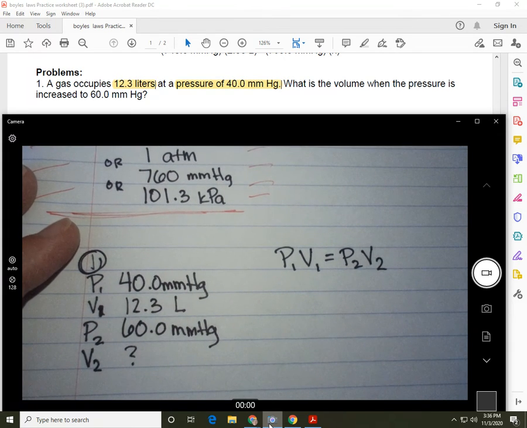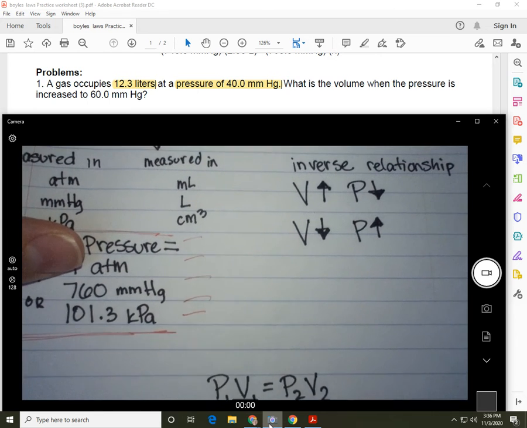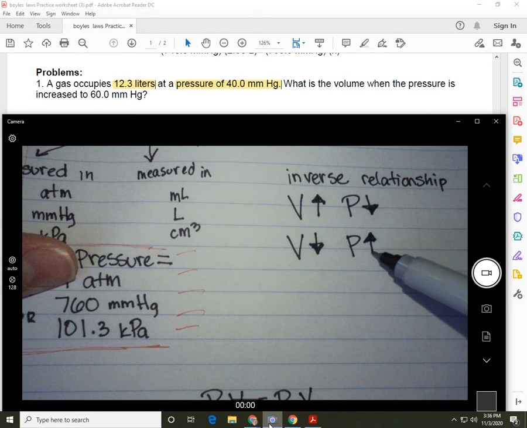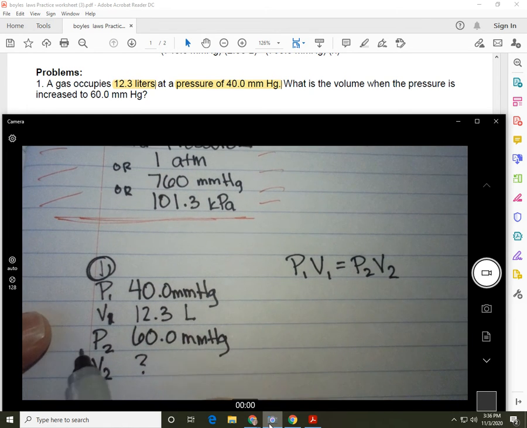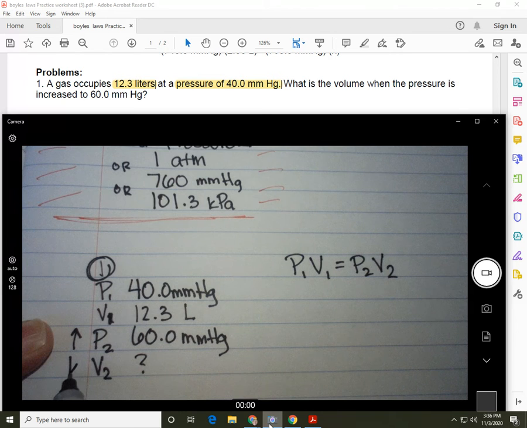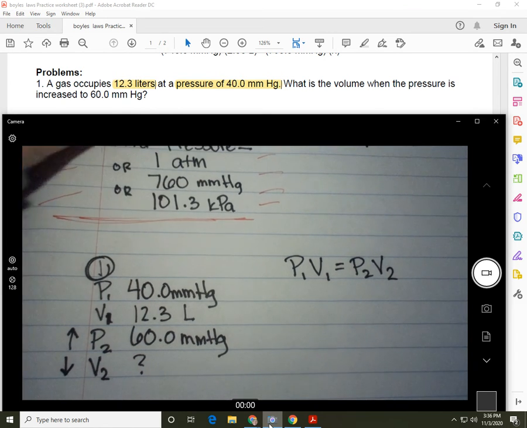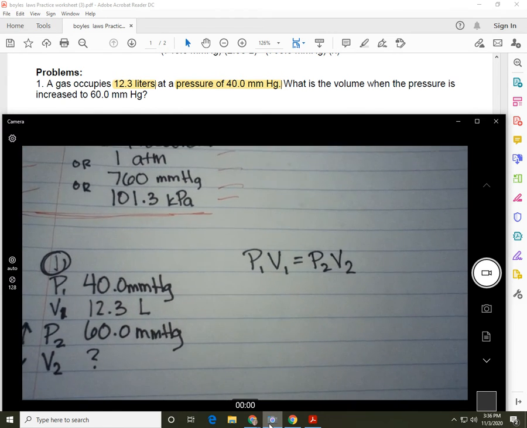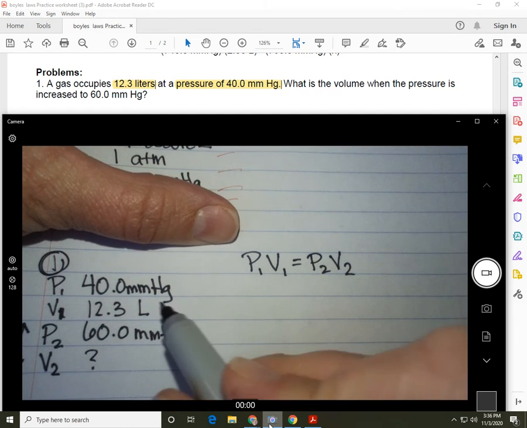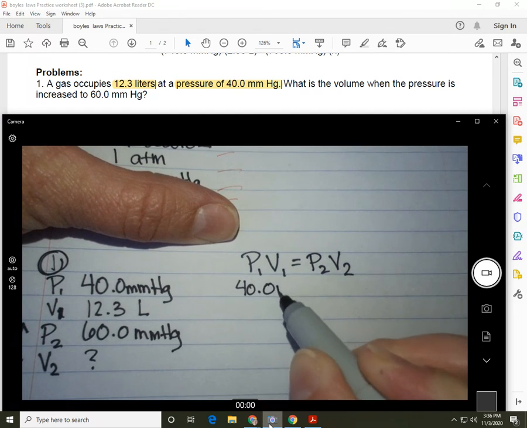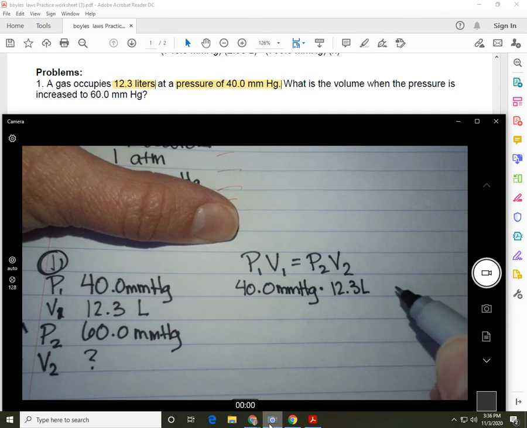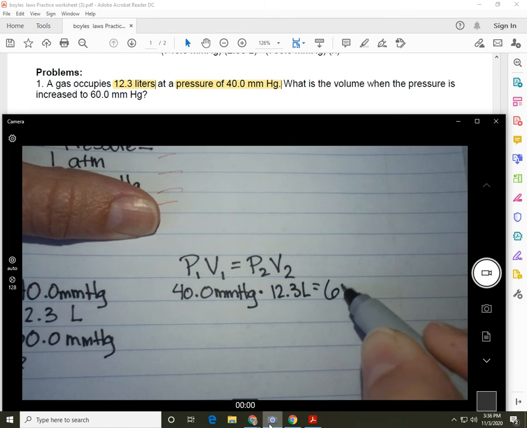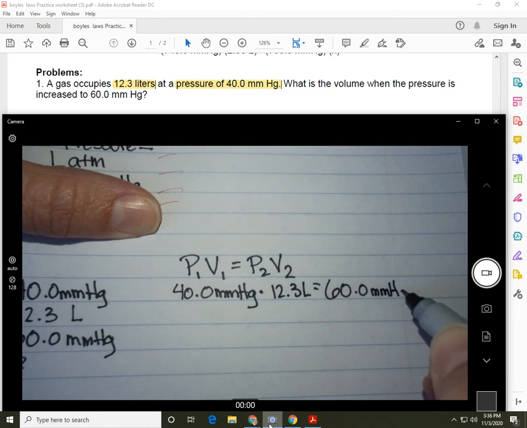All right, so a couple of things. I can go back to my relationship here. Pressure was increased, so volume should be decreased. But we can't just guess yet. So let's plug in our numbers and find out what our problem really says. So P1 is 40.0 millimeters of mercury times 12.3 liters equals 60.0 millimeters of mercury times volume 2, because we don't know volume 2 yet.